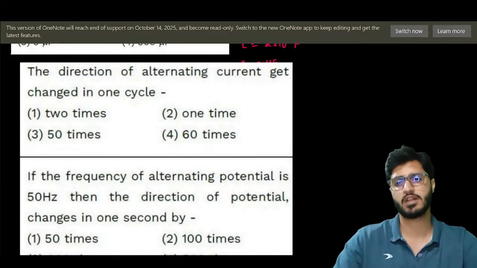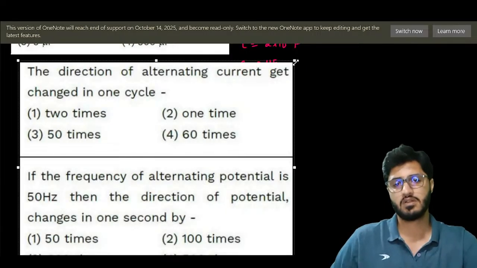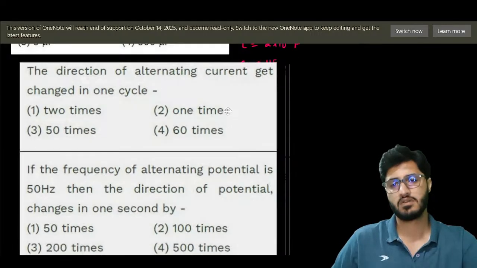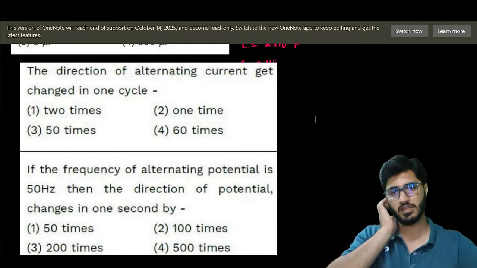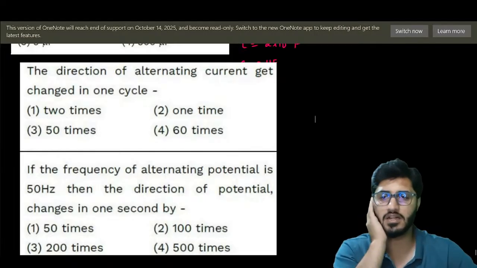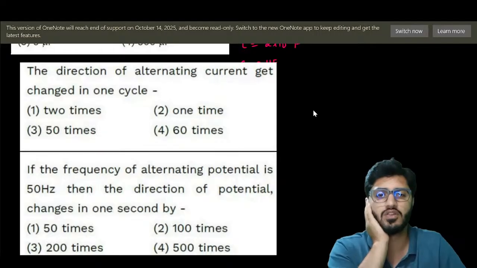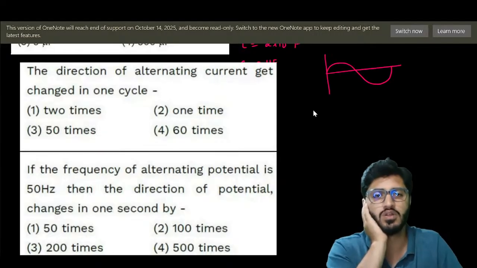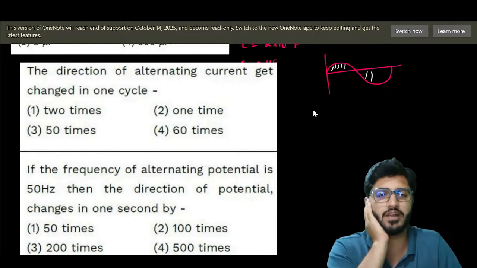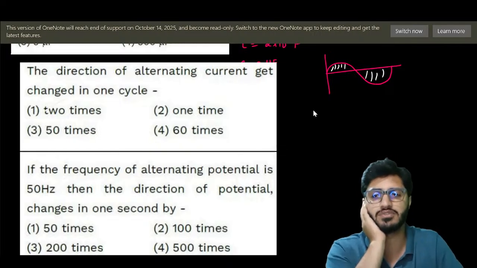Now this numerical. The direction of alternating current changes how many times in one cycle? If we have this one cycle, look, one positive, one negative, so the answer is 2 times.